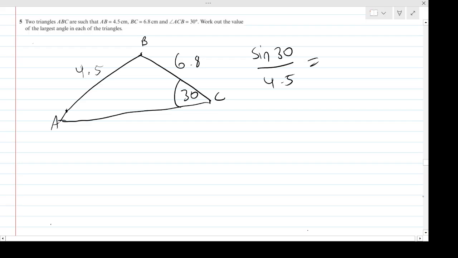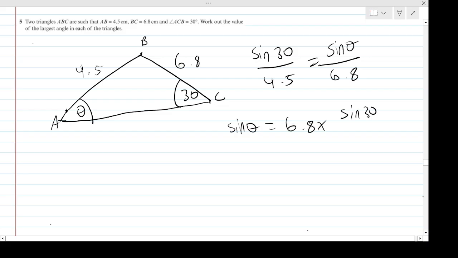But which angle? Well, we're given the side 6.8, so the angle we can work out from that. Well, what angle is it facing? Well, it's the angle at A, as you can see there. So that will then be this theta we're working out. So we can then say sine theta over that 6.8. So that's the angle we're going to work out with the sine rule. If we then work that out, to get sine theta, I'm going to times both sides by 6.8, times by sine 30 over 4.5.